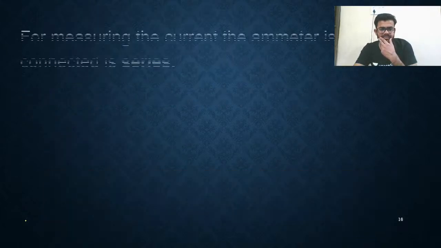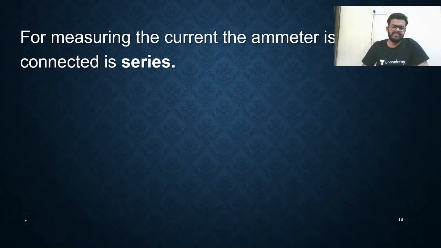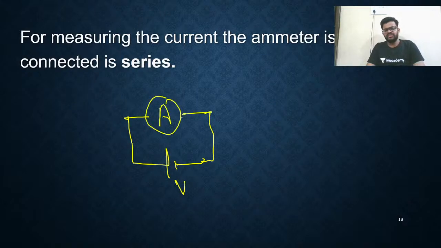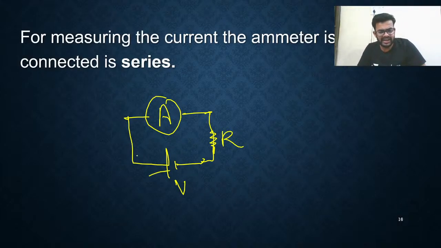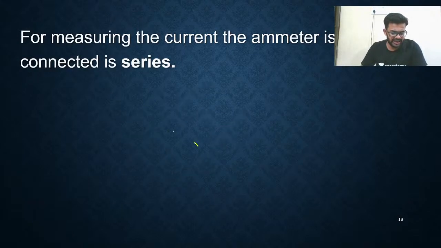Now, for measuring the current, the ammeter is connected in series. My dear friends, listen. What is the meaning of this statement? Let's say I have a circuit like this. This is a V volt battery, and here I have connected a meter. And here is a resistance R, and I need to find the current in this branch. So I will just add this resistance and this ammeter in series. Resistance and ammeter should always be connected in series.